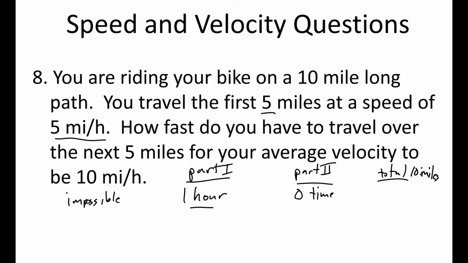What if the bike path is a figure 8? Then it's infinitely fast and it magically works, right? Does this make sense to everybody?